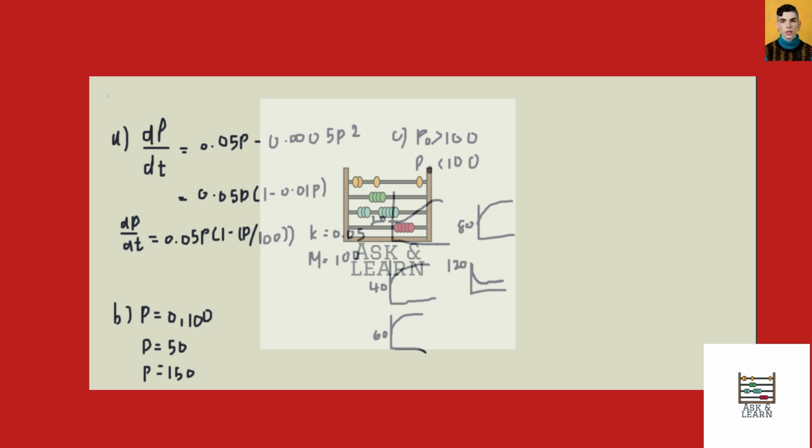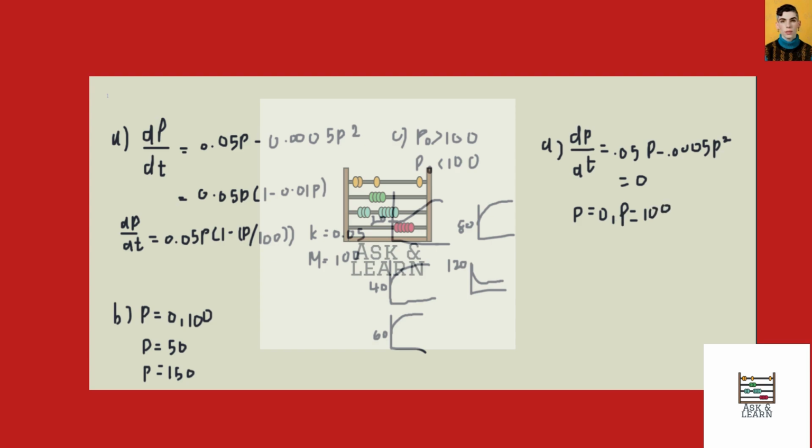Now for part D, we know that dP/dt has to be equal to 0. So we get dP/dt, from part A, 0.05p minus 0.0005p squared is equal to 0. And we get P equals 0 and P equals 100, since we get 0.05 over 0.0005.